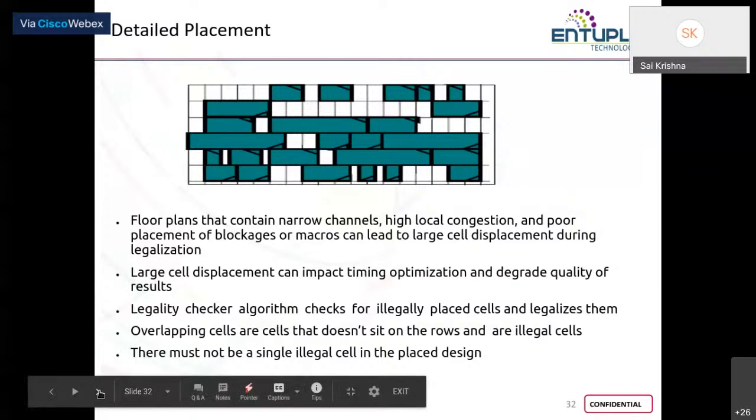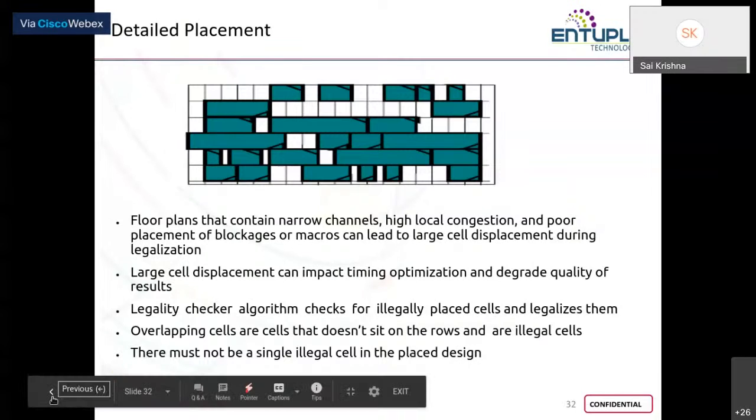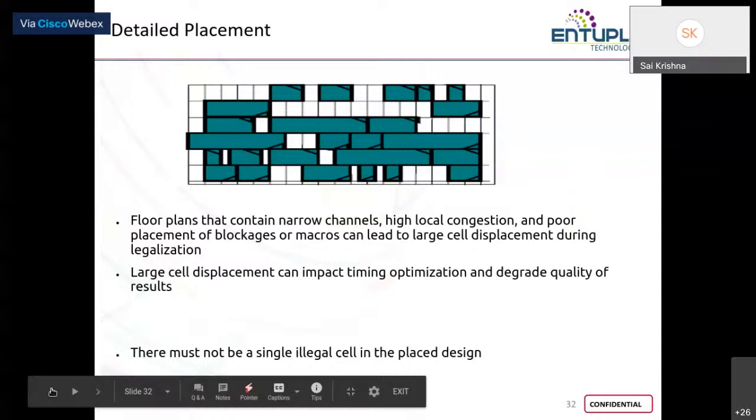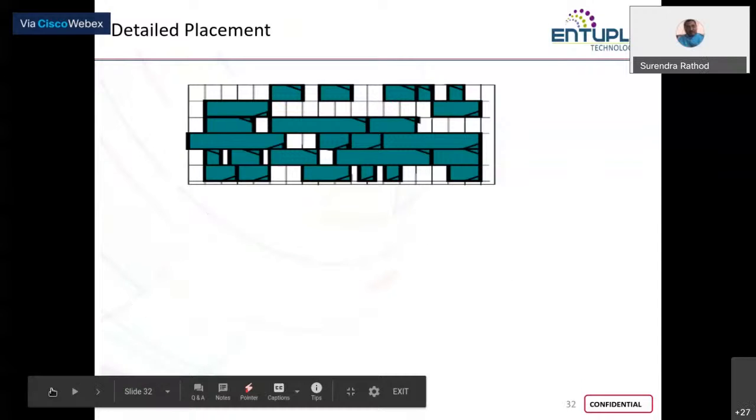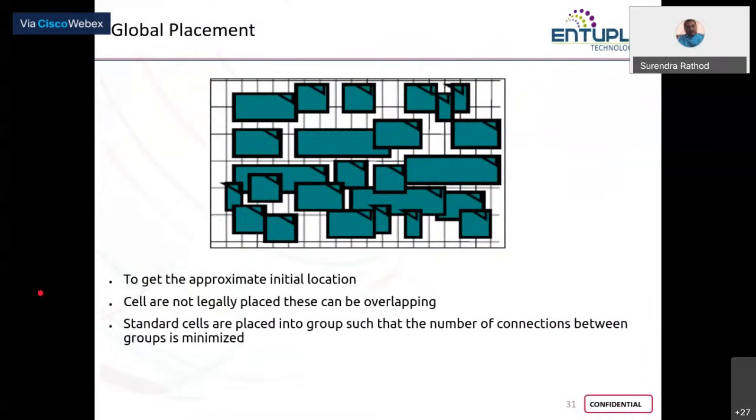Before we continue, do you need a break, Rathod sir? Yes, yes. Okay, then how much time is it? 10 minutes or 15 minutes? Around 11:30, shall we come back? 15 minutes. Okay, sir. Then let's break for 15 minutes, and once we come back, I'll continue.